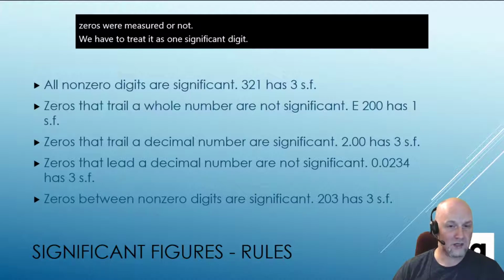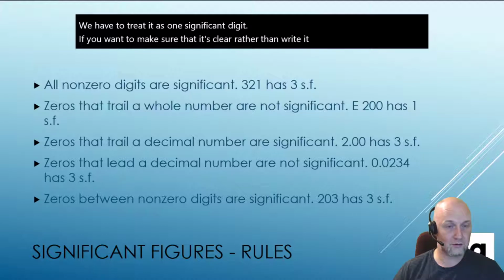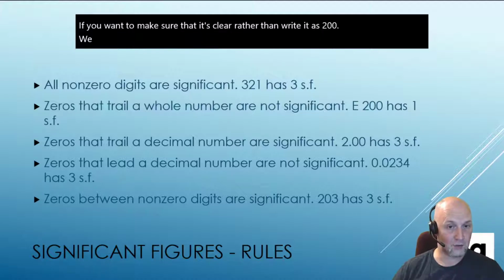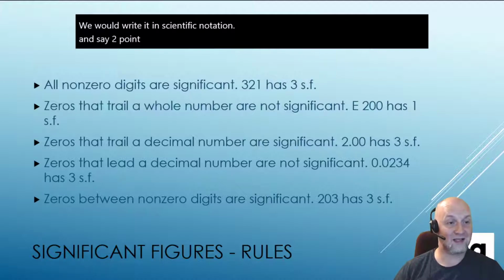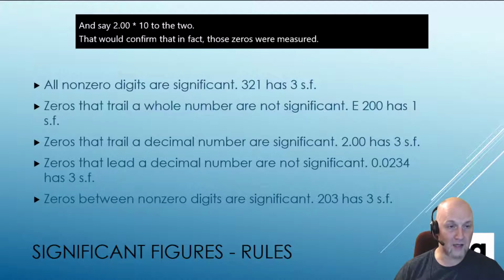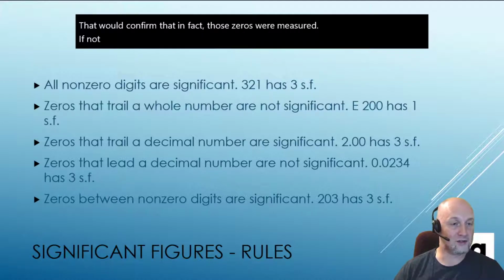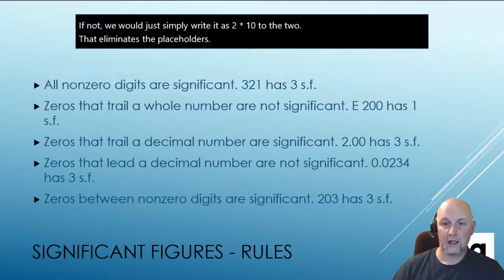If you want to make sure that it's clear, rather than write it as 200, we would write it in scientific notation and say 2.00 times 10 to the 2. That would confirm that in fact those zeros were measured. If not, we would just simply write it as 2 times 10 to the 2. That eliminates the placeholders.